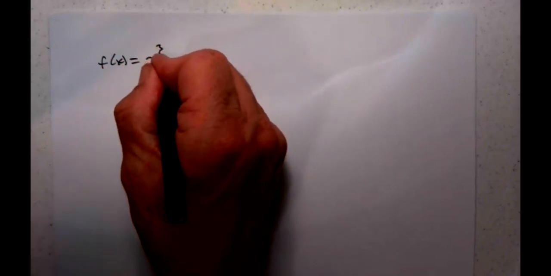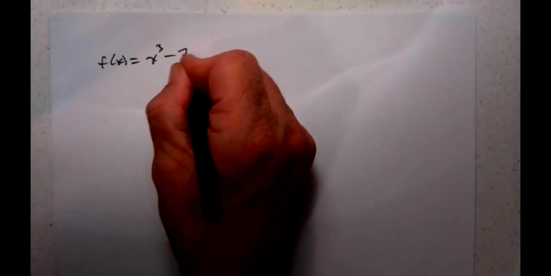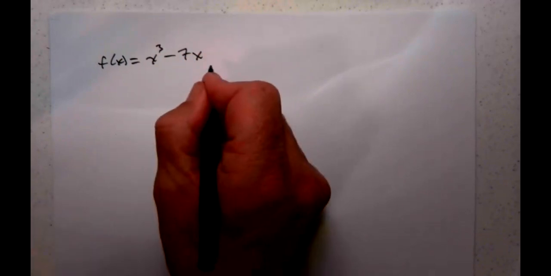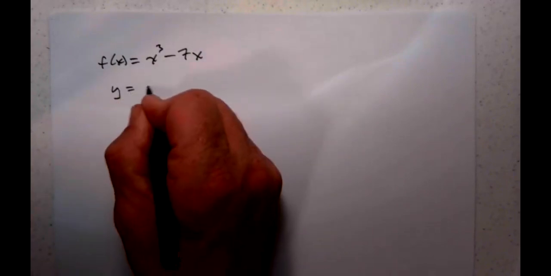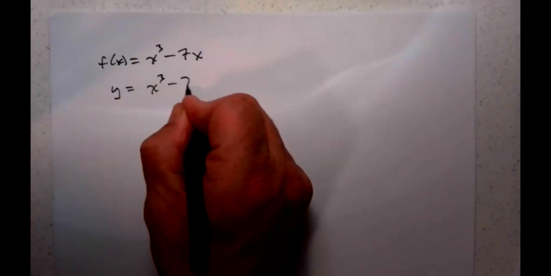And we have one more thing to look at here. F of x is x cubed minus 7x. So I am using function notation. And you may recall that if a function is odd, it is also symmetric with respect to the origin. But to go ahead and use this strategy, I'm going to rewrite this as y equals x cubed minus 7x.